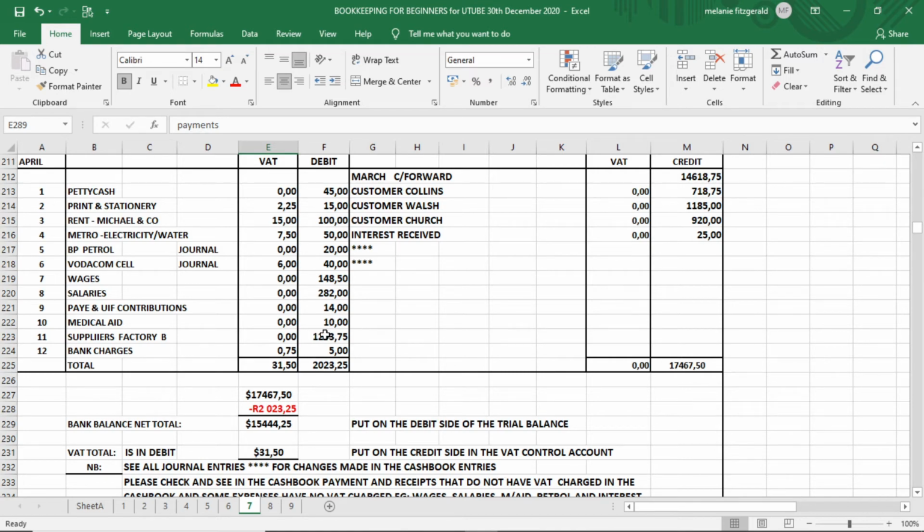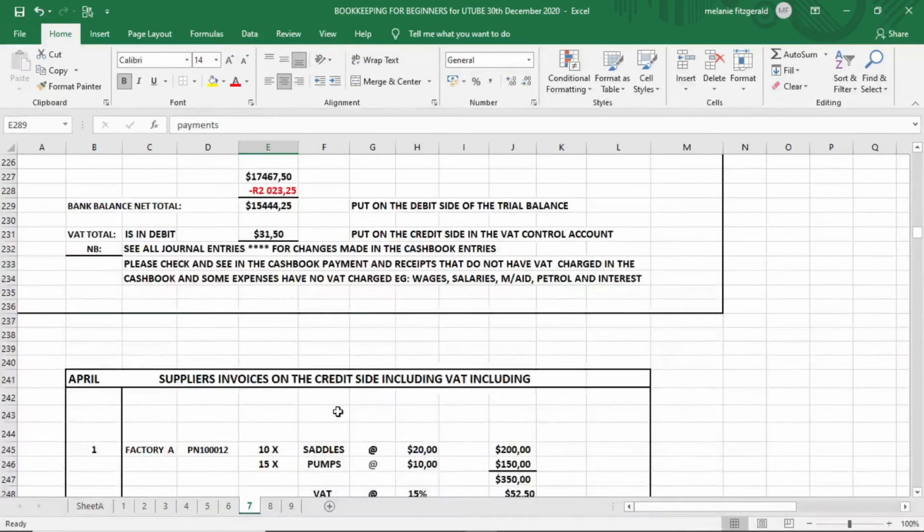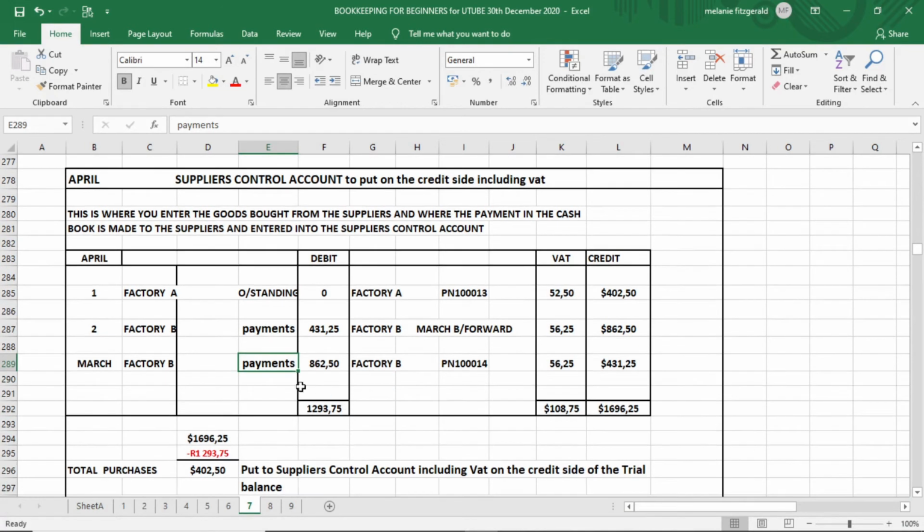So this amount, this is how it all fits. Remember this amount that we paid. It's the same amount that we've entered here. This is the same amount that it added up to, because this is all our payments. But it's shown now in the suppliers control account. So remember here, we had all these invoices. We had March brought forward. That's the amount we still owe to factory B, and then we bought some more stuff from them. Now we paid factory B. We didn't pay factory A anything. It's still outstanding.